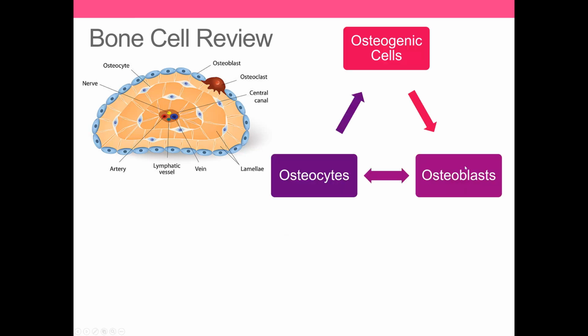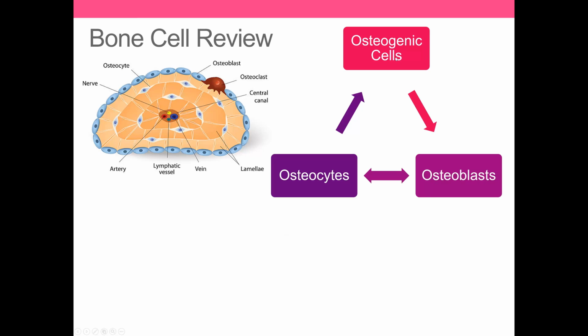So a quick review of the different bone cells. This is a picture of an osteon. We'll talk about the structure of an osteon in a moment, but just pay attention that we have our osteocytes in these little pockets called lacunae. They are connected to each other through these little channels called canaliculi. Around the outside is where we would find our osteoblasts, and you would also find your osteoclasts around the outside as well. And these three, osteogenic cells, osteoblasts, and osteocytes, are all related.